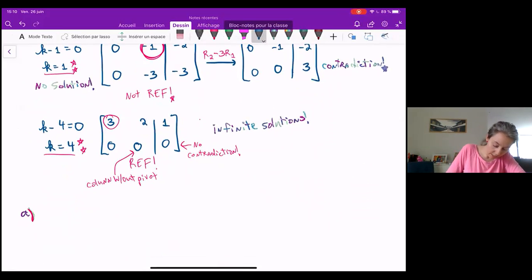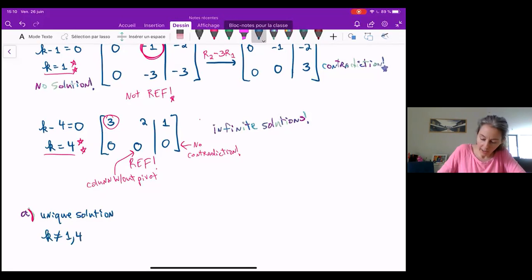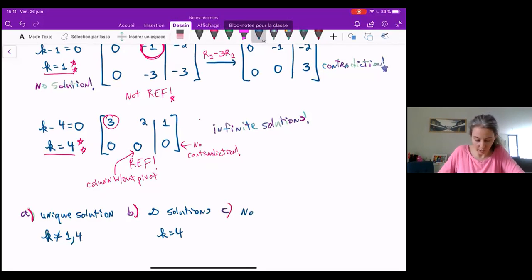They just cannot be 0. So we have a unique solution when k is not those values. We have infinite solutions in the case when k was equal to 4. And we have no solution in the case where k was equal to 1.